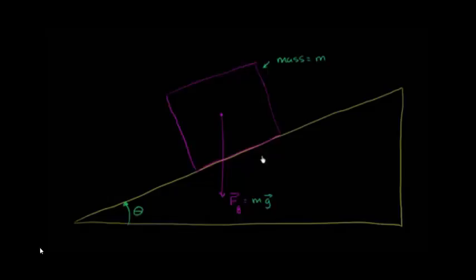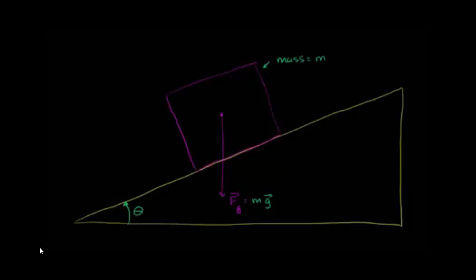Well, the one thing that we can do, and frankly that we should do, is break up this force, the force due to gravity, into components that are either perpendicular to the surface or parallel to the surface. And then we can use those to figure out what's likely to happen and what are the potentially netting forces or balancing forces over here. So let's see if we can do that.